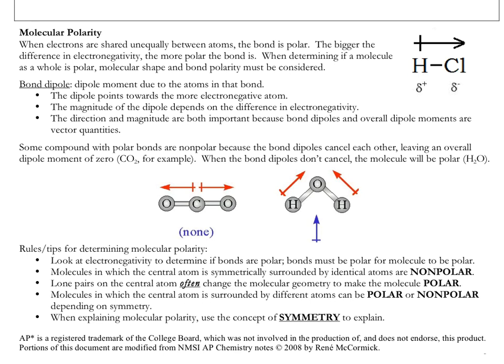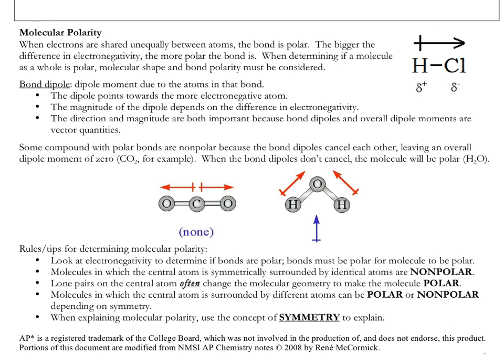But we also have to pay attention to the direction of these because these are vector quantities, and that will mean a lot to you if you've taken physics or some math classes. The idea is it's not just how strongly the electrons are being pulled, but in what direction they're being pulled. So the classic example that we use to compare these things is CO2 and H2O.